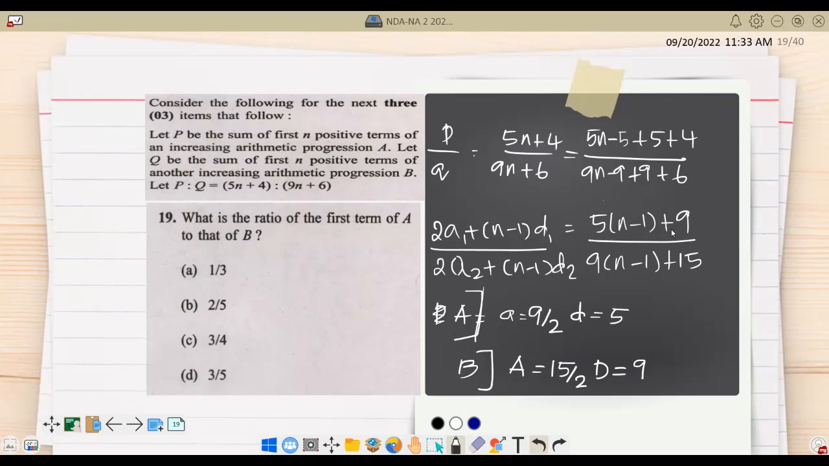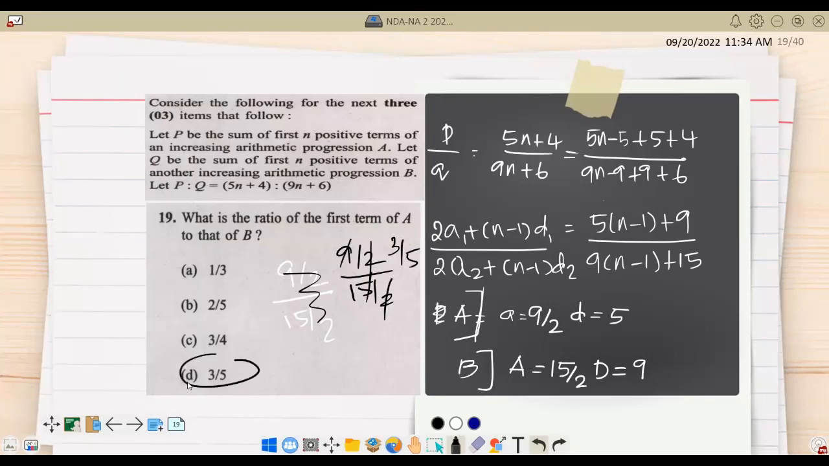Okay, because 2 into A1 is 9. So the A is 9 by 2 and then your capital will be 15 by 2. So first term of A to the first term of B. Your first term of A is 9 by 2. Your first term of B is 15 by 2. Right. 9 by 2 divided by 15 by 2. So of course, 9 by 15. This is 3 by 5. Your D is the answer.